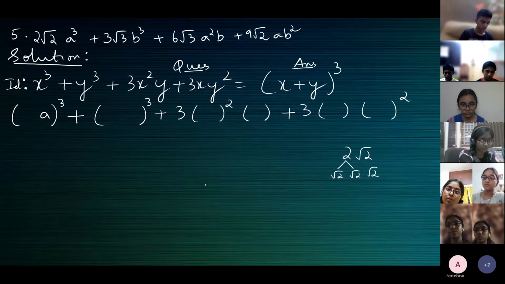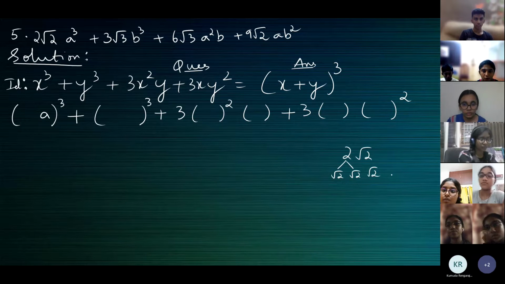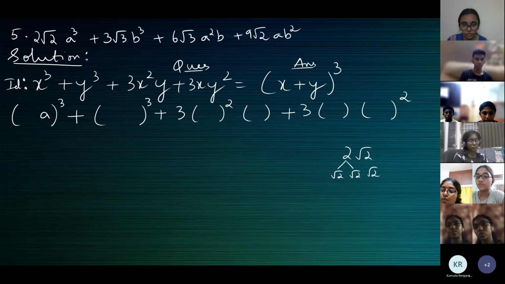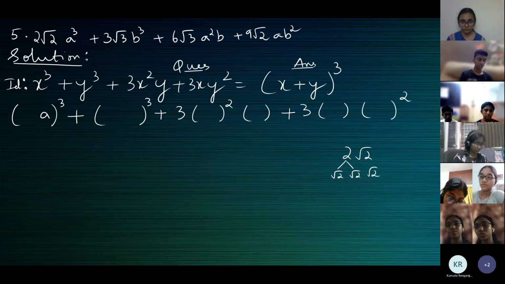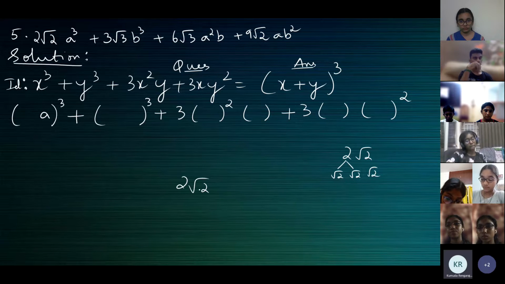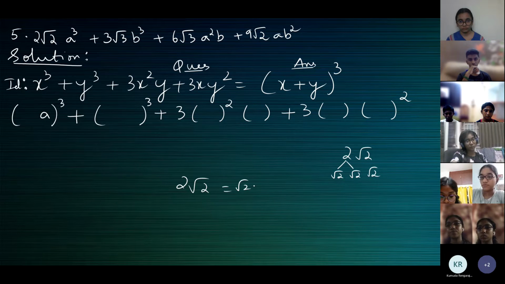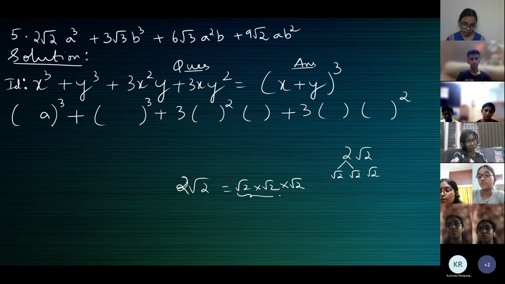Correct. Somebody said it right. What is that? Root 2a the whole cube. I'll tell you, 2 root 2. This 2 is root 2 into root 2, and there's a root 2 here. So into root 2, this is 2. This is 2, and root 2.